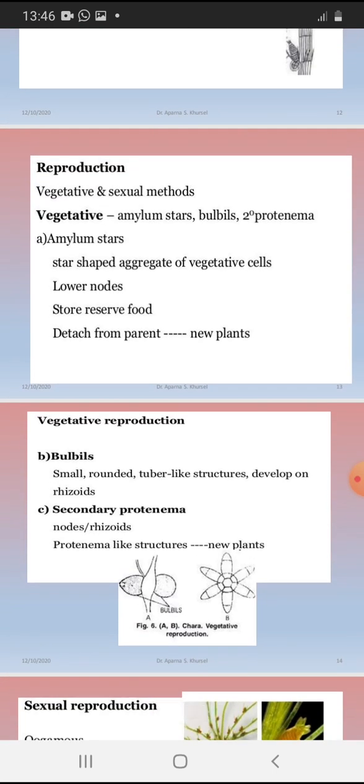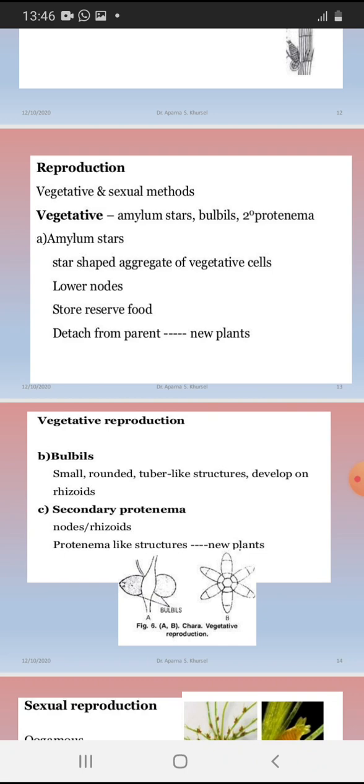Now, as far as reproduction is concerned, Chara reproduces vegetatively and sexually. That means asexual reproduction is totally absent. Vegetative reproduction takes place by means of amylum star, by means of bulbils and by means of secondary protonema.